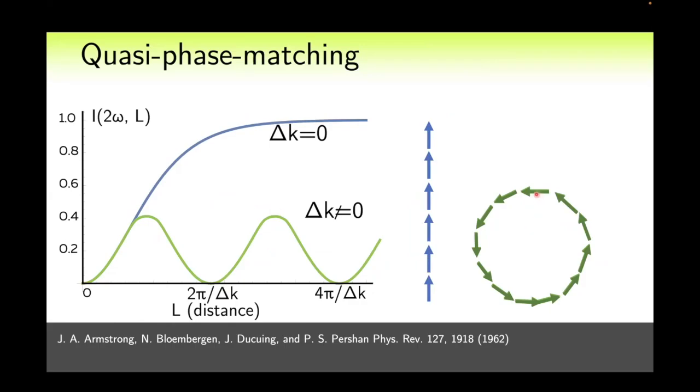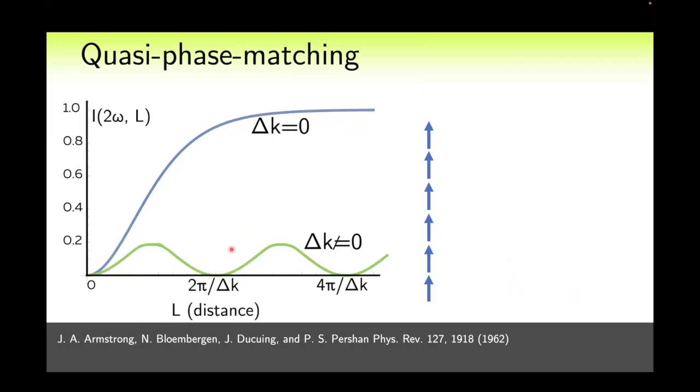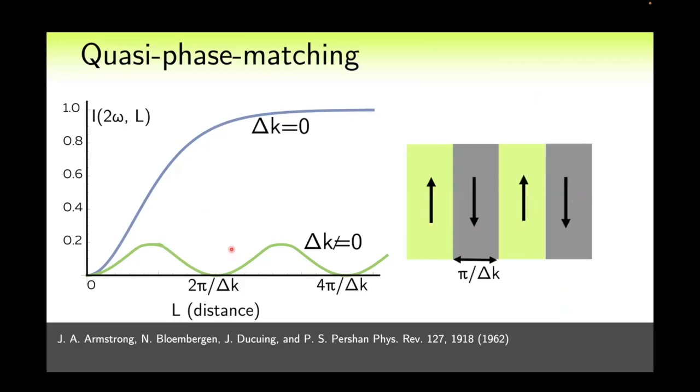What if we could reverse the phases of this part of the vectors, the left semicircle, so that the intensity would not fall into a minimum? It might look something like this. Then the intensity would gradually increase each time, even if not as much as when the phase matching condition is fulfilled. And we can actually do this.